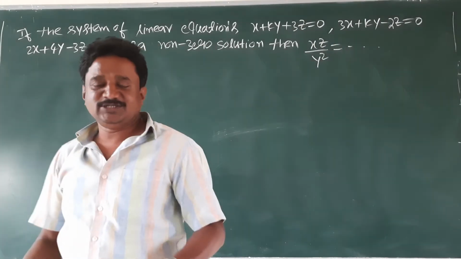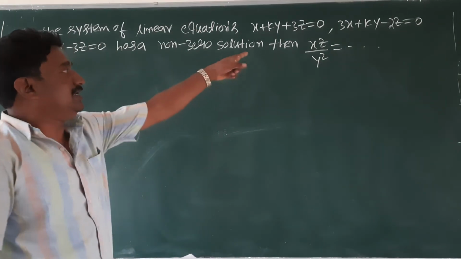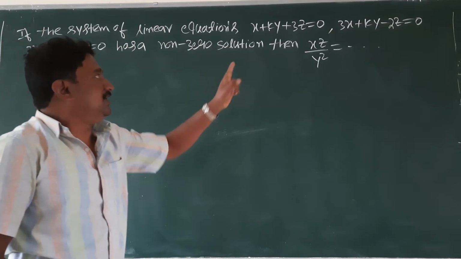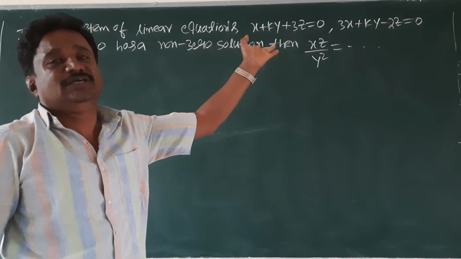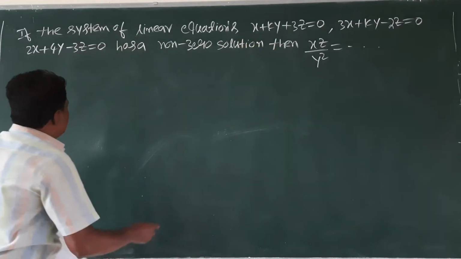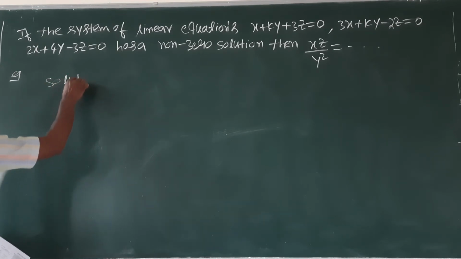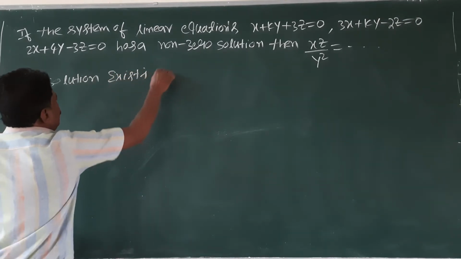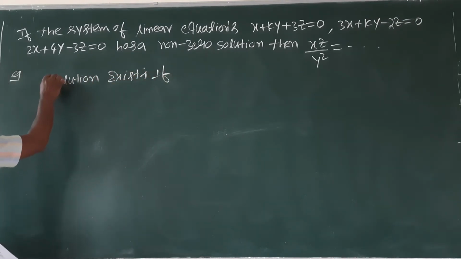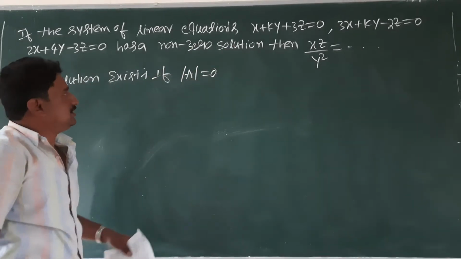One more easy question, students. A solution exists. It's a homogeneous system of equations. Look at this, students, so easy. A solution exists if det A equals 0. This is related to the homogeneous system, det A.